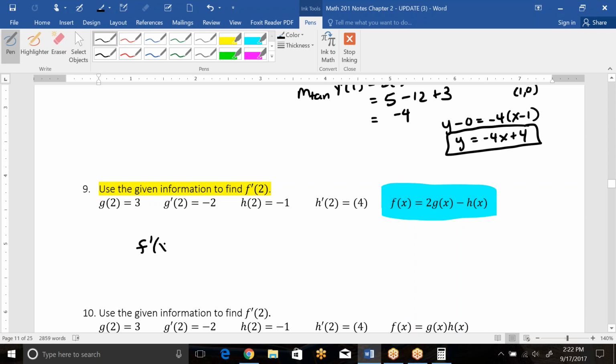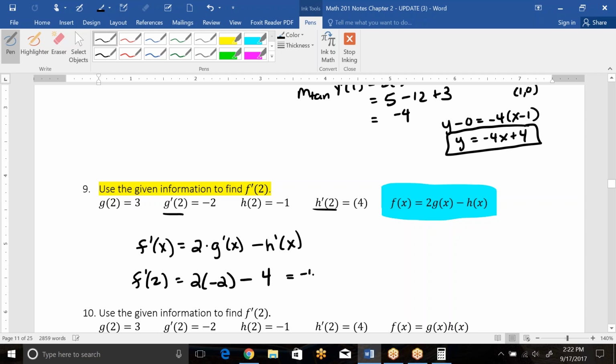Well, since it's not a product, we won't need a product rule. What we just have to realize is that it's going to be 2 times the derivative of g of x minus the derivative of h of x. So it's very straightforward. The 2 out front is, remember, just a coefficient, so it just gets multiplied by whatever the derivative is. So all we need actually to do this one is g prime and h prime. So f prime of 2 is 2 times negative 2, because that's this evaluation, minus 4. So that's negative 4 minus 4, which is negative 8.